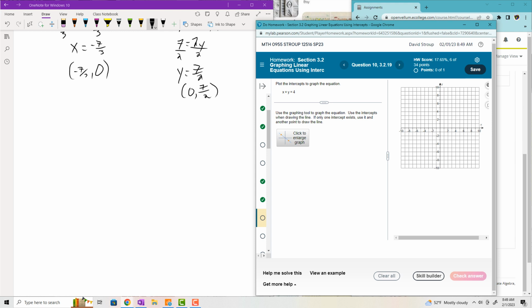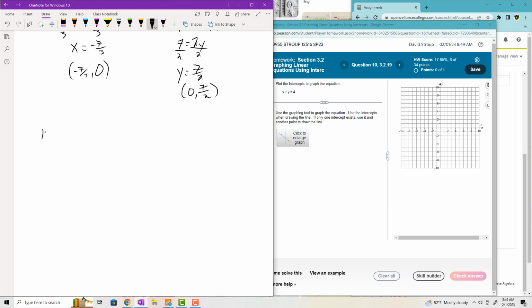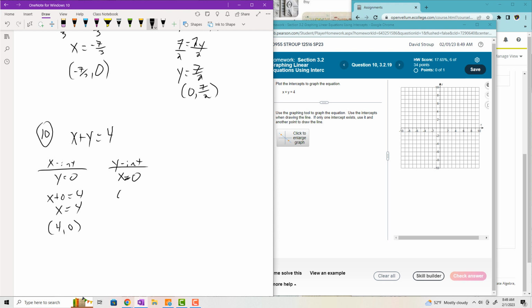All right, so now in problem 10, we're actually going to start graphing these things using the intercepts. So this one's pretty easy. x plus y is 4. So for the x-intercept, you let y equal 0, and then solve for x. So x plus 0 is 4. So x is 4, and the location then is 4, 0. For the y-intercept, you let x equal 0, right? So I'll have 0 plus y is 4, so y will be 4. And then you can just read off the coordinates, right? The x is 0, y is 4, so it'll be 0, 4.